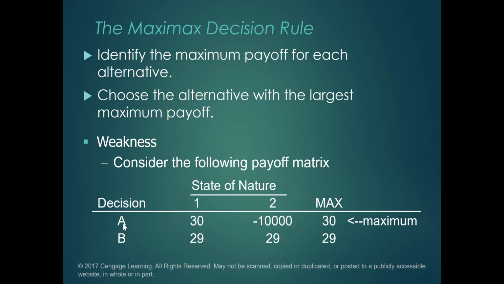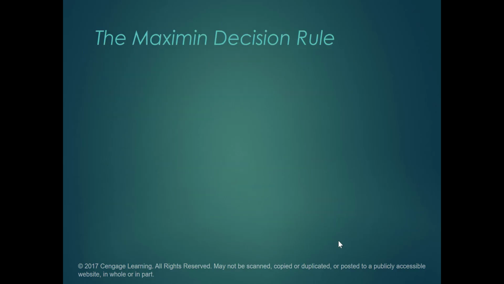If you consider alternative A, it has a payoff of minus 10,000. So if we pick this, there is a high risk of getting minus 10,000. While if we pick alternative B, we get 29 regardless of the state of the nature. So alternative B is a safe one. So maximax fails to capture this.